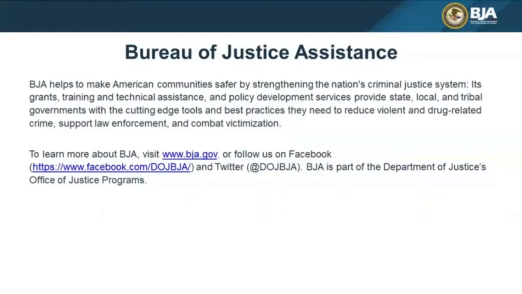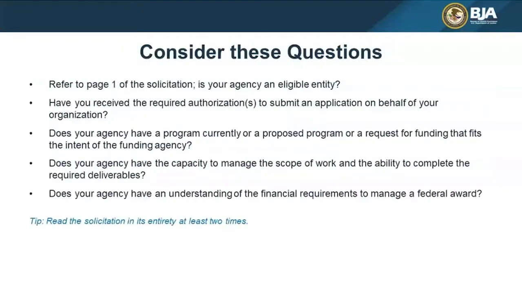And BJA helps to make American communities safer by strengthening the nation's criminal justice system. Its grants, training and technical assistance, and policy development services provide state, local, and tribal governments with the cutting-edge tools and best practices they need to reduce violent and drug-related crime, support law enforcement, and combat victimization. To learn more about OJP or BJA, you can start off with the bja.gov website or follow us on Facebook and Twitter. BJA is a part of OJP.